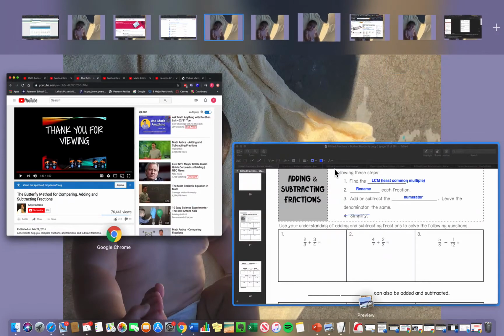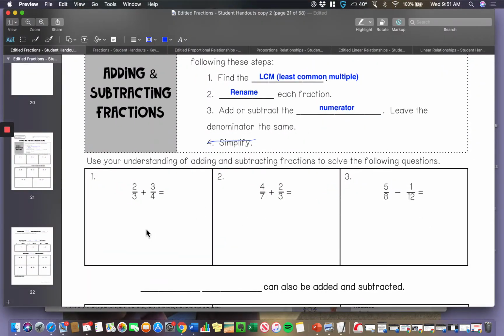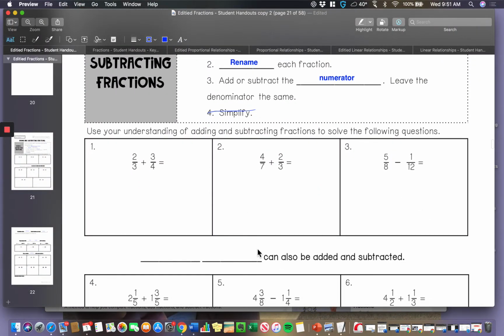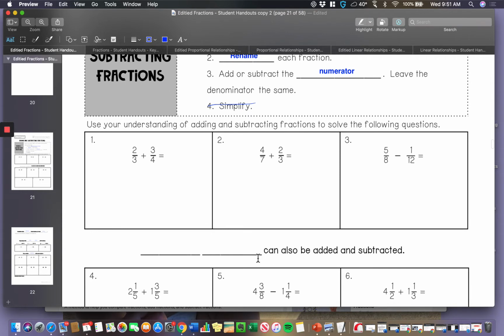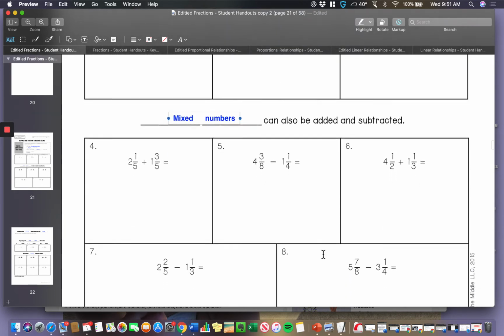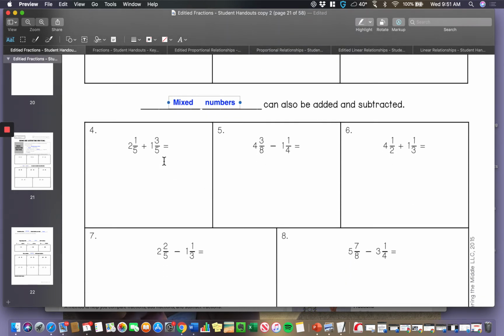All right. So all three of those videos are methods for doing numbers 1 through 3. So down here it says blank blank can also be added or subtracted. And what we have here are mixed numbers. So the example I'm going to be looking at first is number 4.